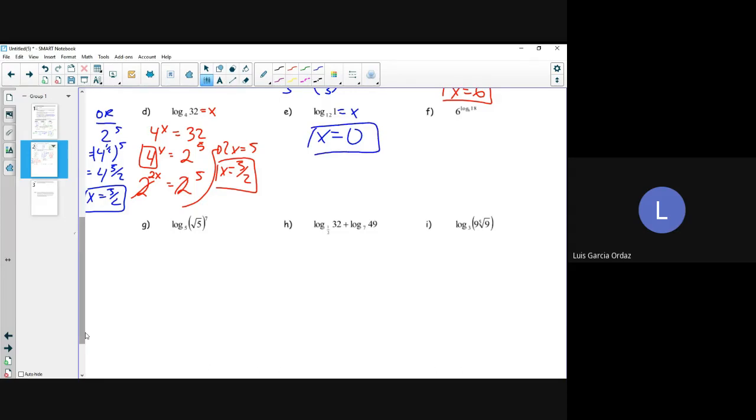F is also an easy one if we use the third property from the first page. So we have 6 to the power of log base 6 of 18. So what would this equal to? If we use the third property on the first page. 18. Thank you. So x is equal to 18.